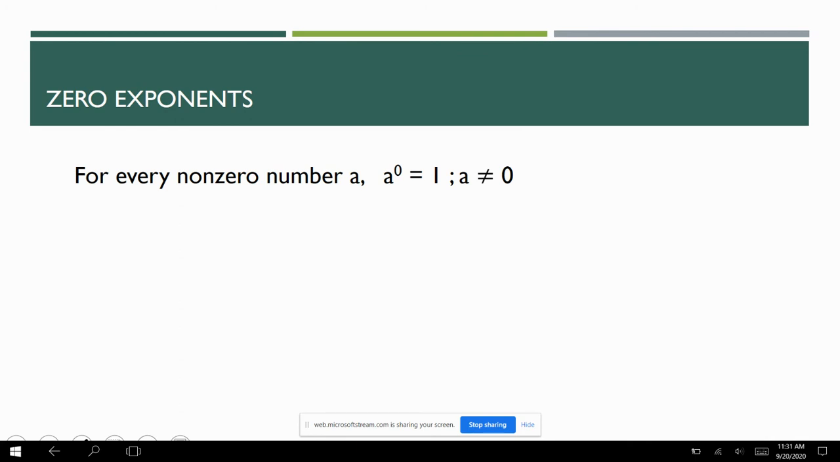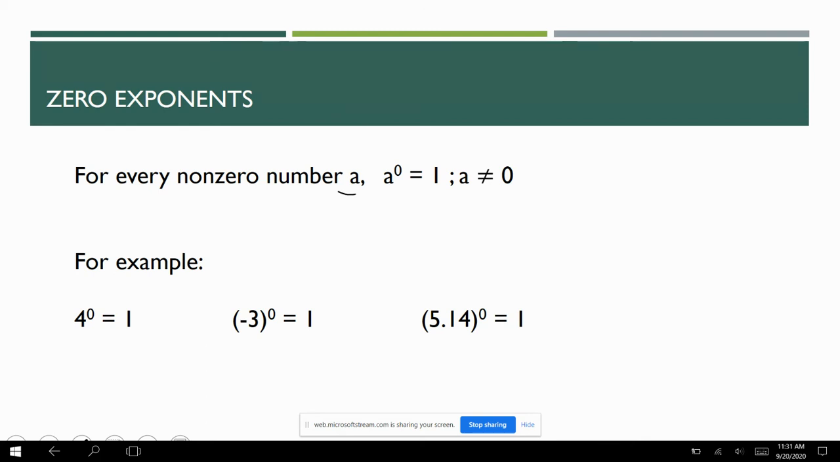Now we also have zero exponents. So again, we have our non-zero number a. That just means a is not 0. The a to the 0 is equal to 1. So any number, any variable raised to the 0th power is always going to be 1.